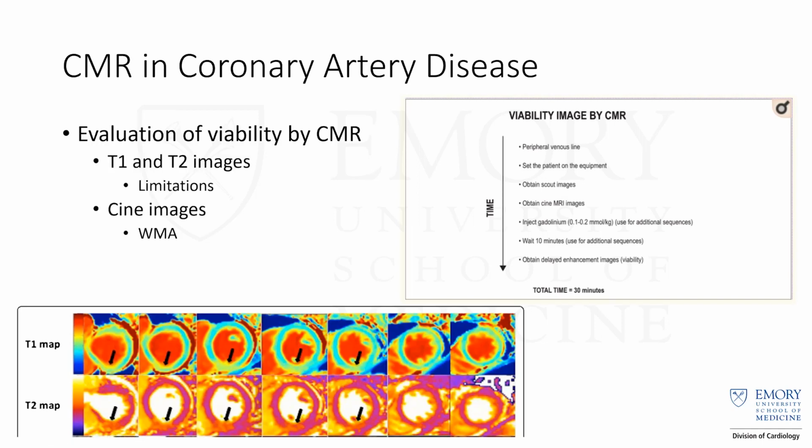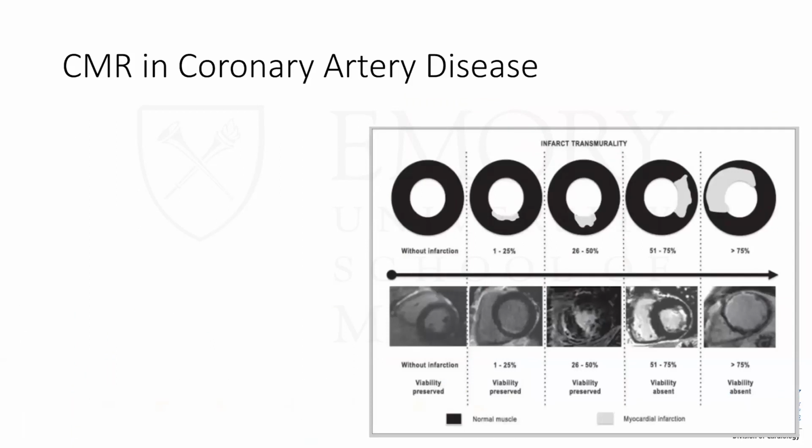So you get the T1, T2 images we just talked about. You're looking at your cine images, looking for wall motion abnormality, and then your delayed gadolinium enhancement is kind of the gold standard for looking at viability by MR. This goes back to that same image we talked about.